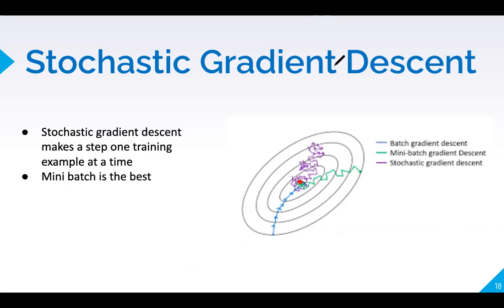Okay, does anyone have any questions about the three? You can see all of them illustrated here. Batch clearly goes to the main point we want to get to. Mini batch is fluctuating, but it's able to go in the right direction. And stochastic is confused and all over the place, but it still is eventually able to get to the right point.